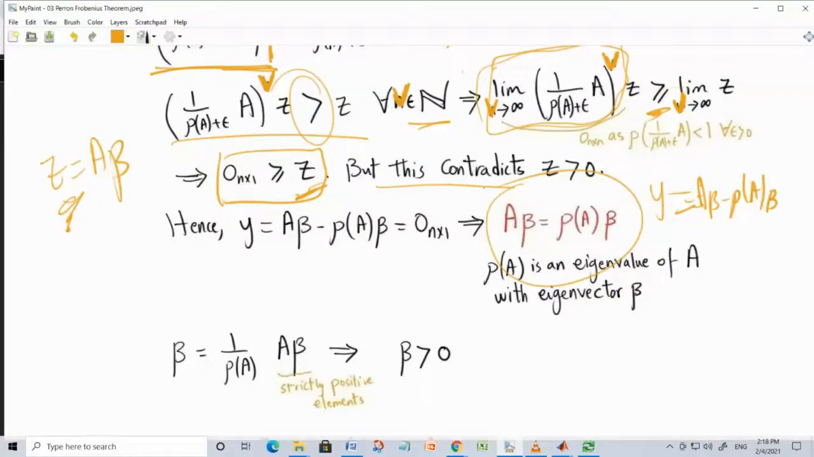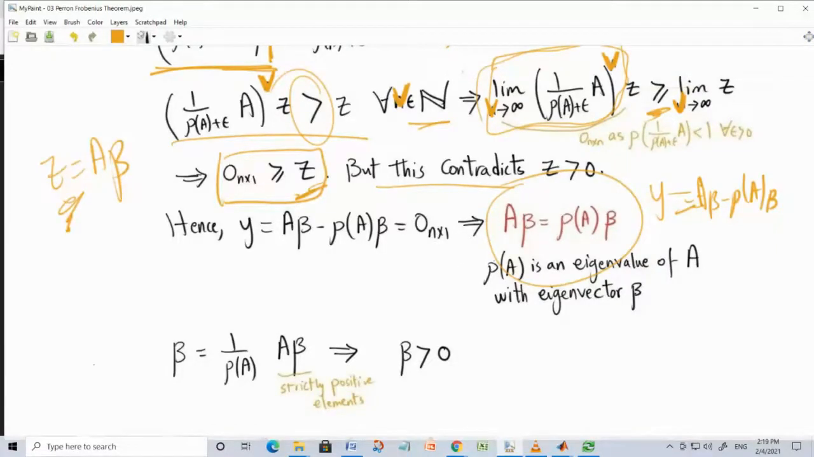So indeed, rho of A, the spectral radius of a matrix that is real valued and whose elements are strictly positive, is an eigenvalue. It is guaranteed to be an eigenvalue. And moreover, the associated eigenvector is beta, and our starting point was that beta is non-negative. No, beta is actually positive. We can say now that beta is strictly positive. No zero elements. How can we see this?